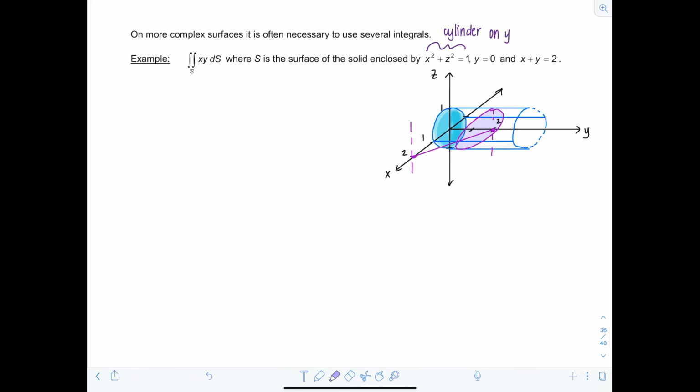Good. So you could imagine here, now there's going to be 3 different surfaces bounding our solid. We have the portion that's determined by the cylinder, I'll call that surface 1. Then I have the portion determined by y equals 0. And then lastly, I have that portion determined by the plane x plus y equals 2. All right, very good. So we have to do 3 different surface integrals and then put them all together. So the first one, let's deal with the cylinder.